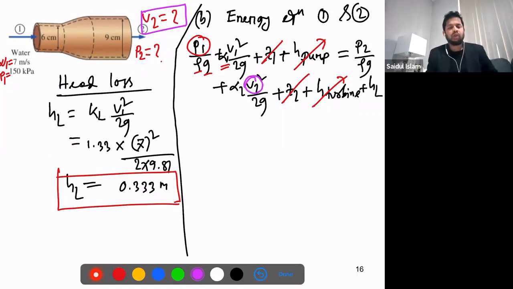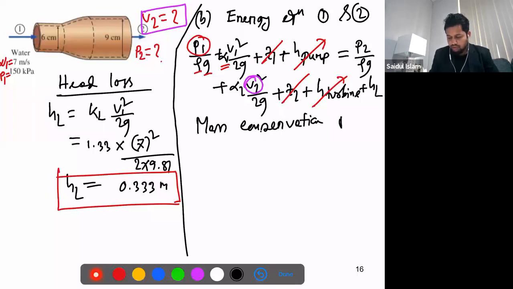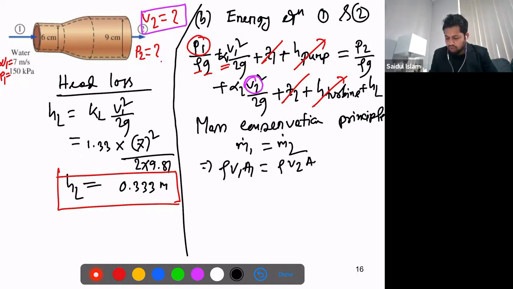And all of you know every system for pipe flow should follow the mass conservation principle. So we can simply say the mass flow here is the same. And once we know the velocity here, we can simply calculate the velocity for this section. So from the mass conservation principle, we can say the mass flow for section one and the mass flow for section two are equal. And we know the mass flow is density times velocity times area. You can cancel out the density.